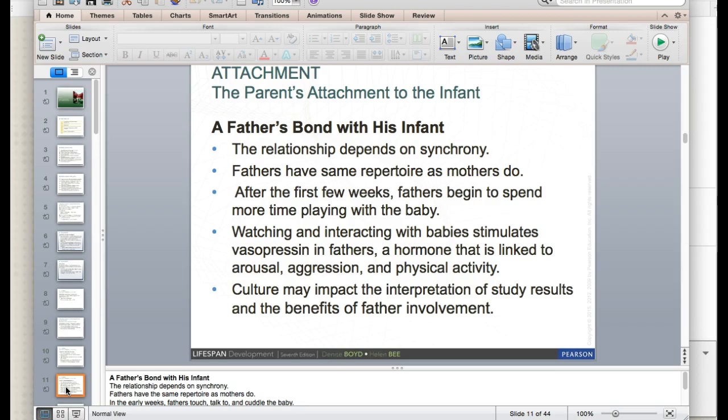So I haven't done much research on the father's reaction and attachment with the child, but I think it's definitely interesting, and you can dig a little bit deeper into how a baby's interaction and attachment with the father, in comparison with the mother, impacts their development.